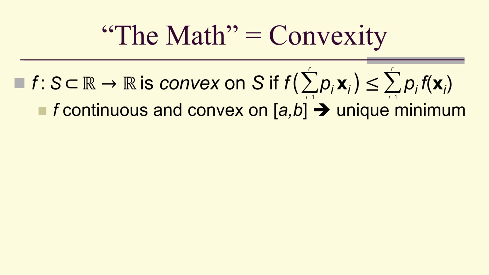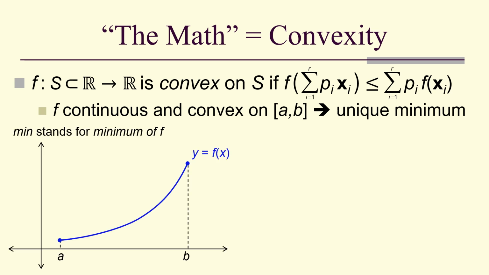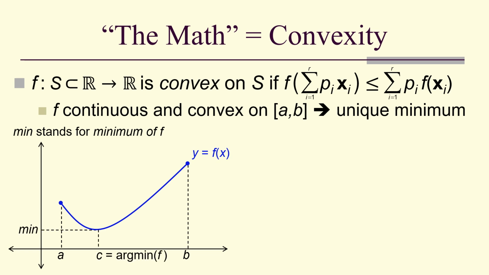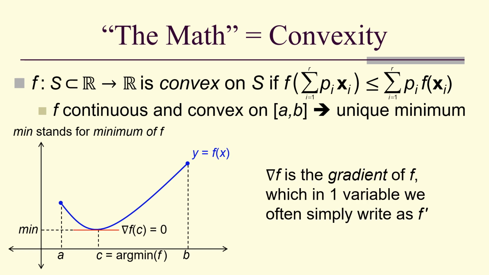So if f is continuous and convex on AB, then it actually has a unique minimum. So min here stands for minimum. We can see the minimum here is at A, and A is called the argmin of f. So here we also have a minimum, but it's at some C, which is the argmin of f. And notice that the gradient of f at C is equal to 0. And the gradient's what we usually call the derivative.